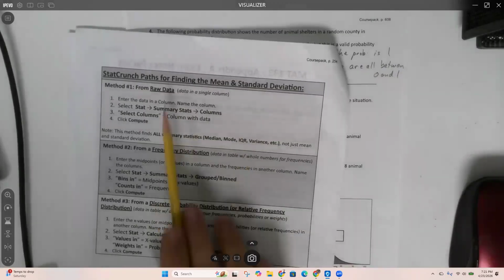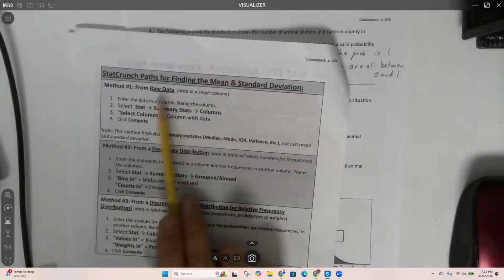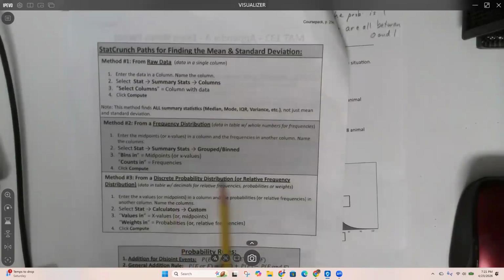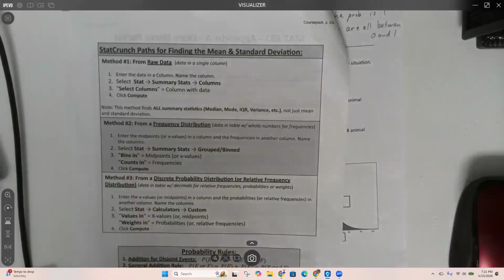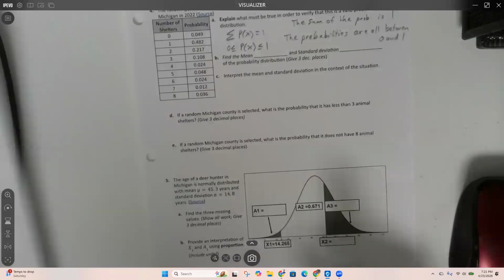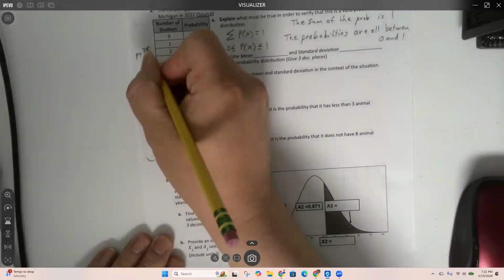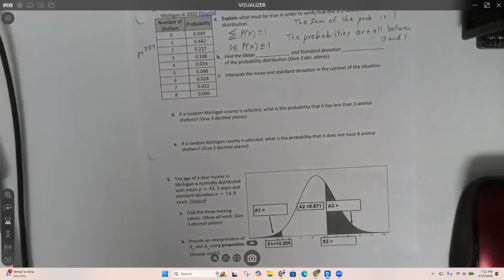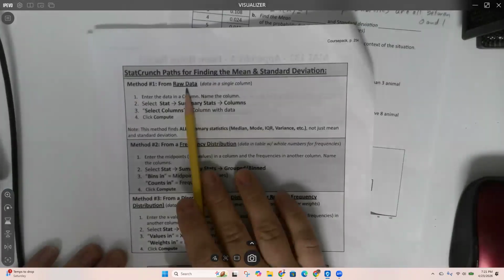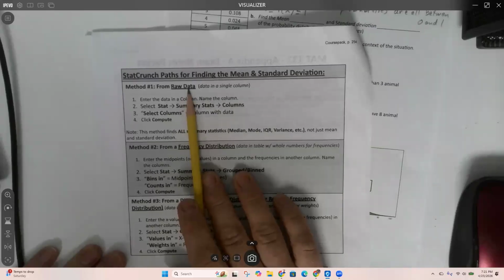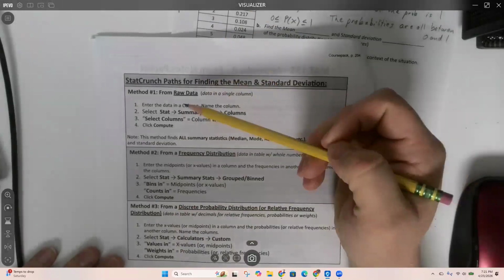There's 3 methods here. We have raw data, which is stat summary stats columns. We have frequency distribution, stat summary stats group bin, and probability distribution, stat calculators custom. Mike says it's method 1, Jalen says it's method 2. Is it method 1, 2, or 3? Page 254. James says it's 3. So method 1 is if you have raw data in a single column or single row. I don't have one row, so it's not method 1.